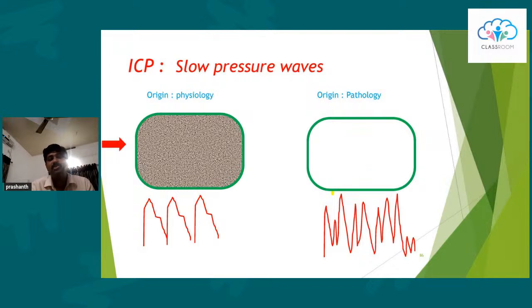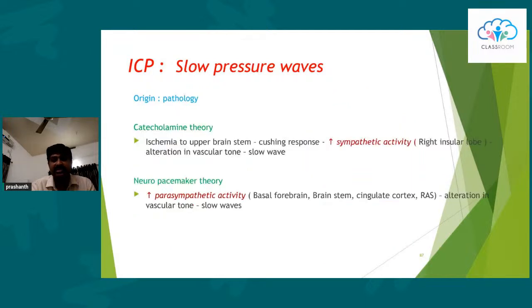The same physiological slow waves are amplified in pathological conditions, and there are two theories to explain it. The first theory is called the catecholamine theory. That is, when there is ischemia to the upper brainstem, there's a pressor response and increase in sympathetic activity, and there's an alteration in the vascular tone leading to the amplification of the slow waves. The other theory is called the neuropacemaker theory, where there's an increase in parasympathetic activity due to basal forebrain, brainstem and cingulate cortex involvement, and there's again an alteration in the vascular tone.